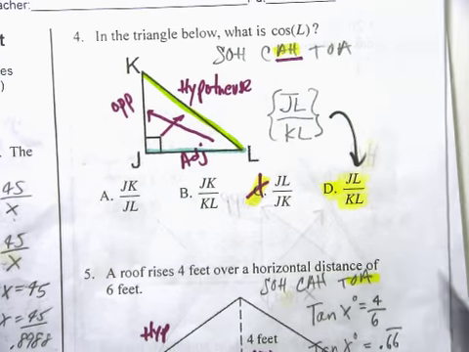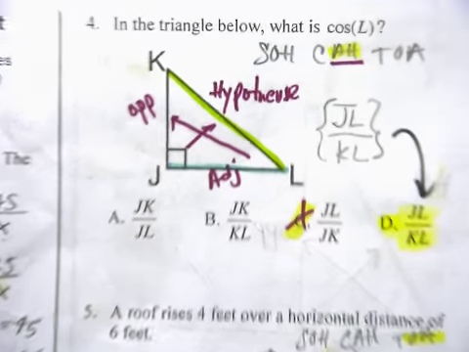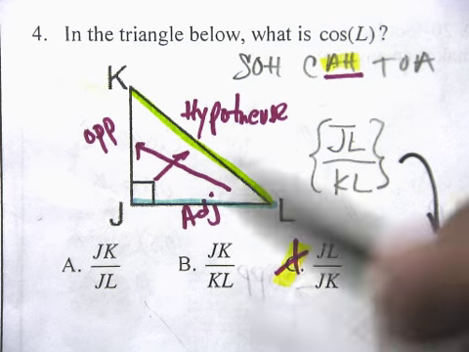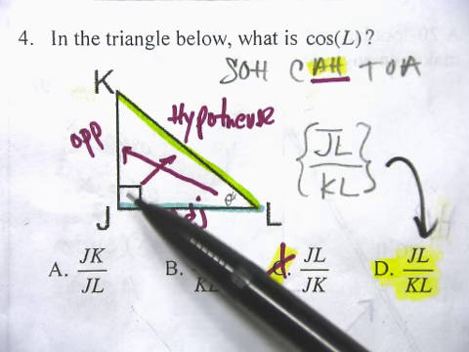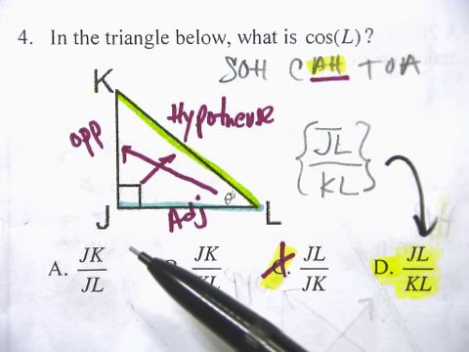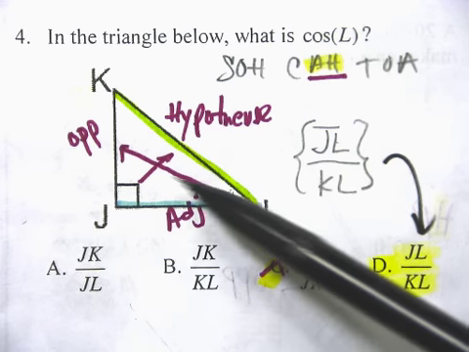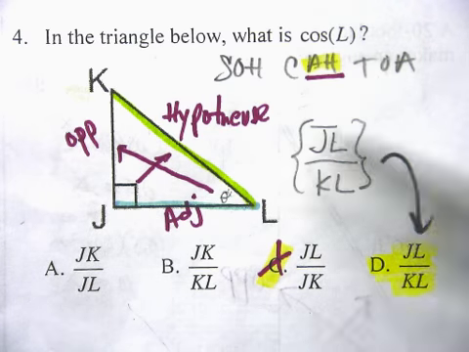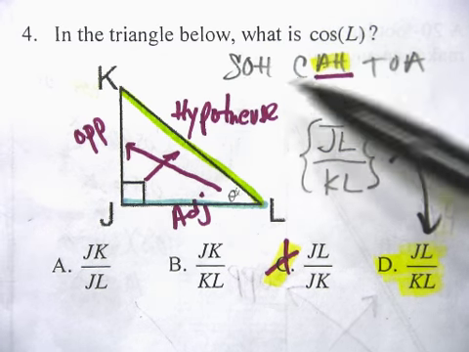Let's take a look at question number 4. Question number 4, we have a triangle below, and they want to know what is the cosine of L. So obviously, they want us to focus our attention on angle L right here. Well, the first thing I did was I labeled my right triangle. This is going to be my hypotenuse. If I'm focusing on L, that's going to be the opposite, and this side here is going to be the adjacent. Well, they want to know what the cosine is, right?